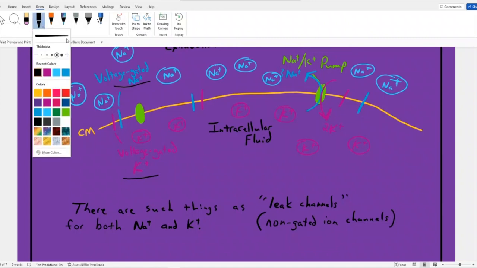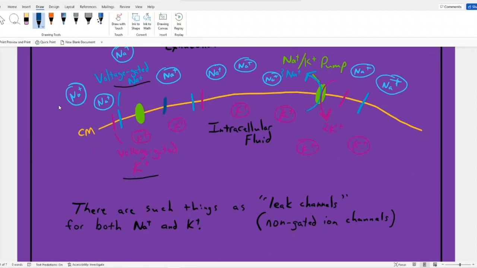Let me draw a few in related colors. So I'll use this dark blue for my non-gated sodium ion channels. So there's one right there. A non-gated sodium ion channel. So what would stop these sodiums from going through this ion channel to the inside of the cell? Nothing. They would be able to. This door is open.